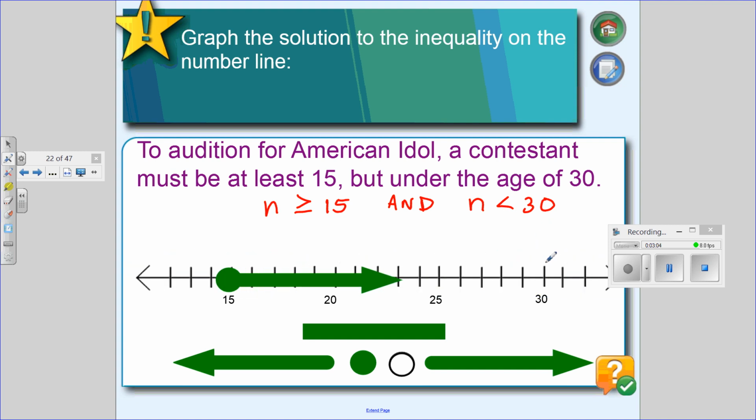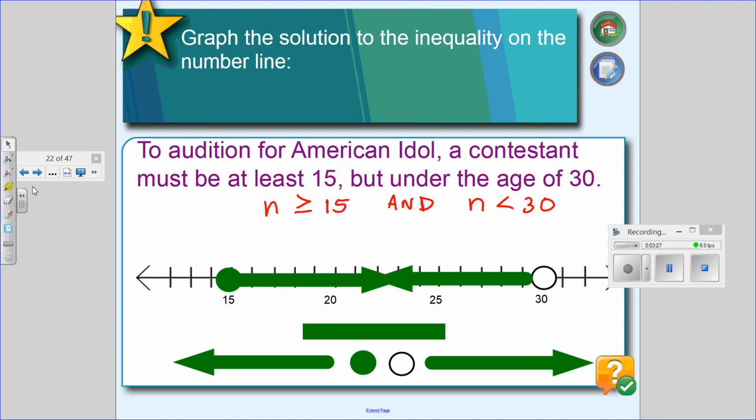Oh, what the heck happened there? Leave 30 open as a maximum limit. Maybe I should grab this dot. This open dot. We'll leave 30 open and have an arrow going down here. And the solution space that satisfies both constraints are the ages in which you could try out for American Idol.